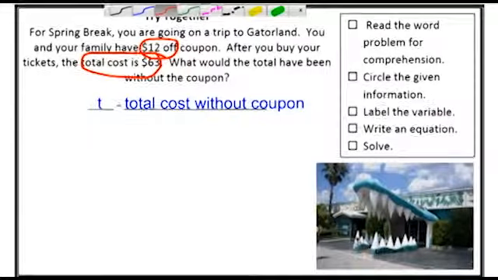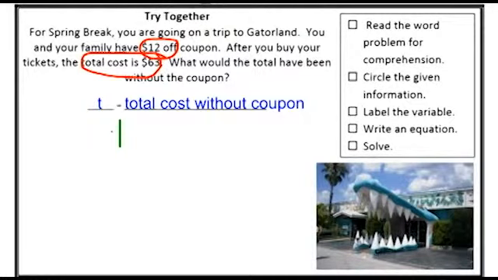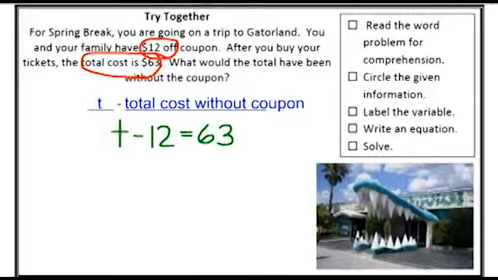Next step, write an equation. Well, I had my total cost without the coupon. I took $12 off because I had a $12 coupon. I ended up spending only $63. Make sure that the equation tells the story.